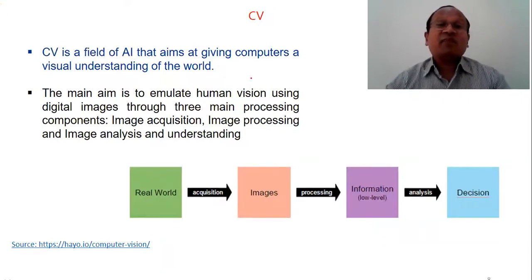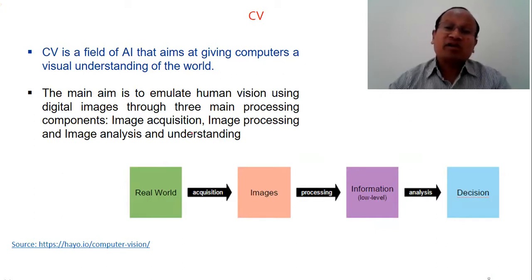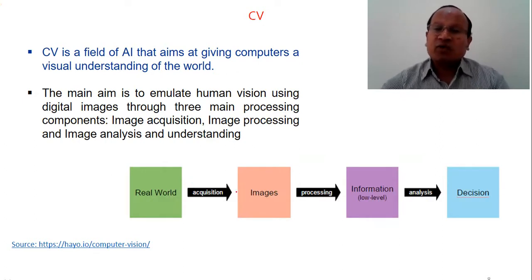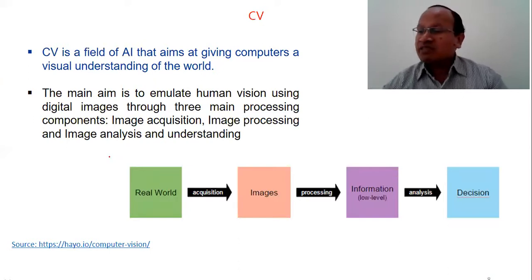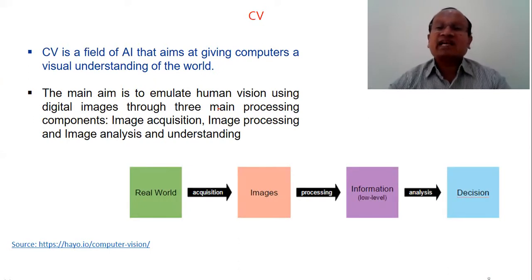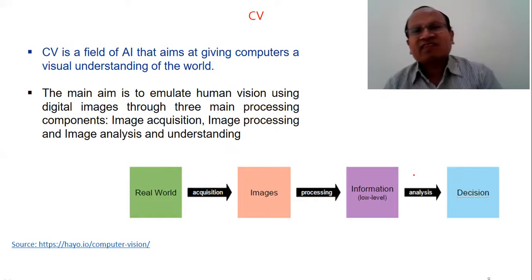What is CV? It is the field of AI that aims at giving computers a visual understanding of the world. How does the world look? How does the data look? The main aim is to emulate human vision using digital images, using three important components: image acquisition, processing, and analysis. From the real world, images are acquired, images are processed, and then understanding is developed. And according to that understanding, certain decisions are made, certain decisions are the outcome.